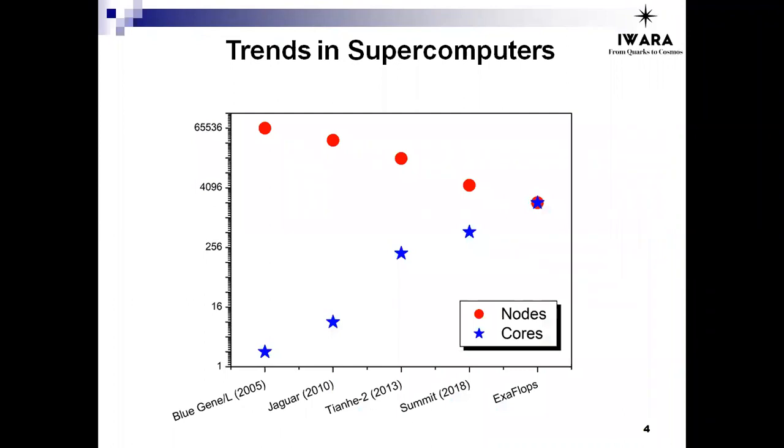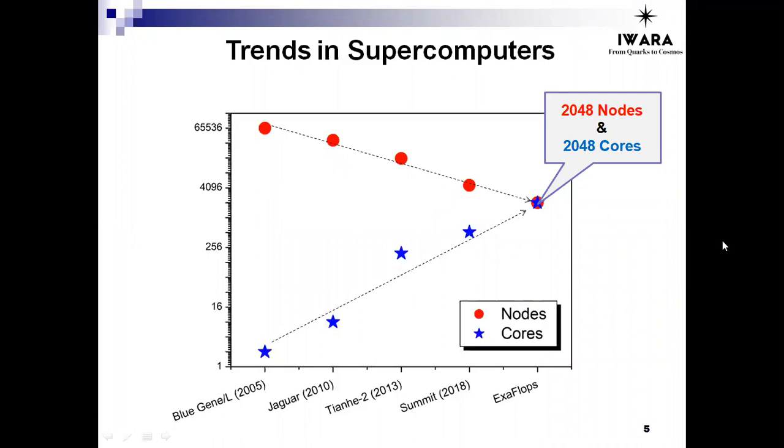In this slide, you can see a very interesting trend in supercomputers, from Blue Gene to Jaguar, Tianhe-2, and Summit. The red circle is the number of nodes of supercomputers, and the blue stars are the number of cores in one node. On the next slide, you can see dashed lines, and these lines cross at a point around 2000 nodes and 2000 cores in one node. Maybe this is the architecture of supercomputers, but we have trends in supercomputers and numerical codes.